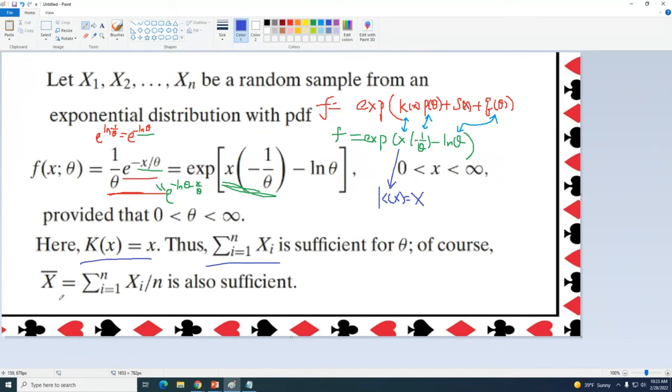And we know from section 4 that the summation of xi is the estimator for theta. So x bar is the summation of xi over n. That's also sufficient since it has this one. So that's another thing to say, that the sufficient statistic is not unique. This is sufficient, that's also sufficient, and that may also be sufficient.